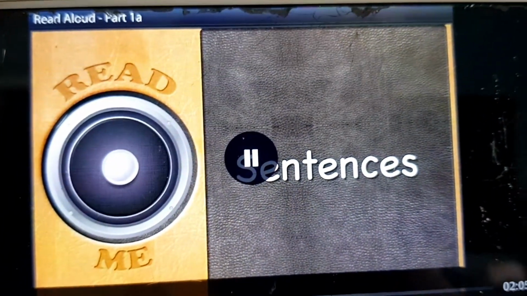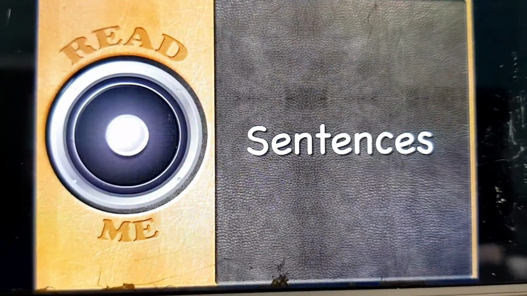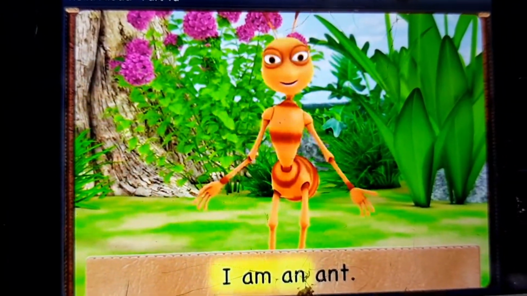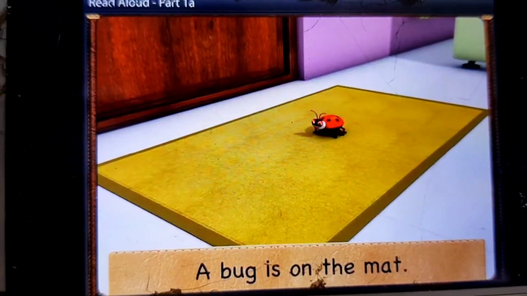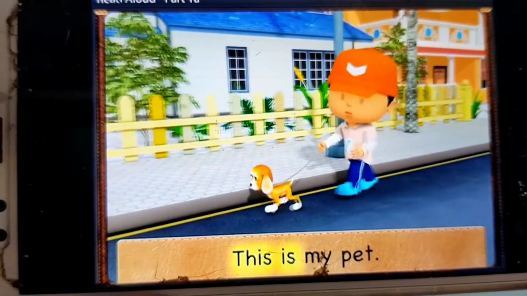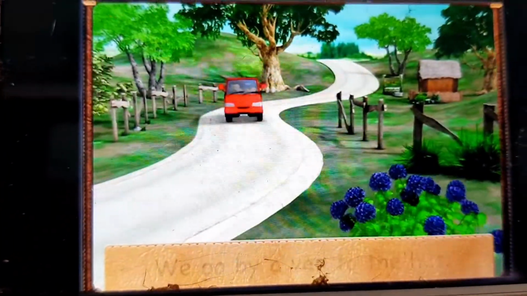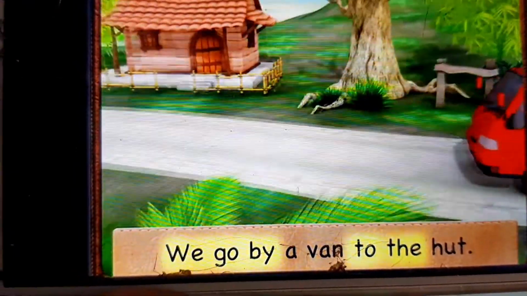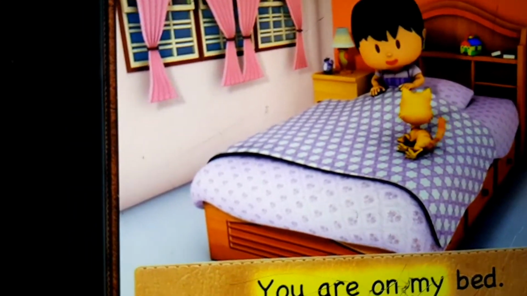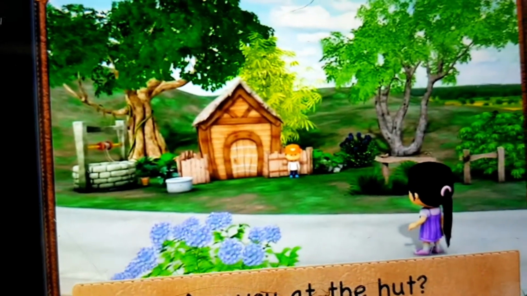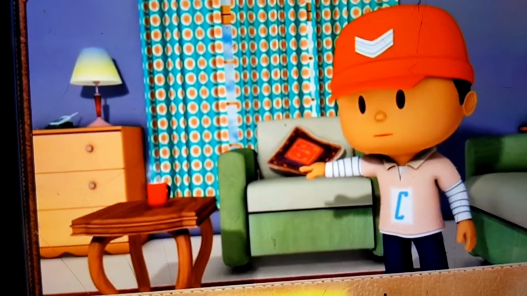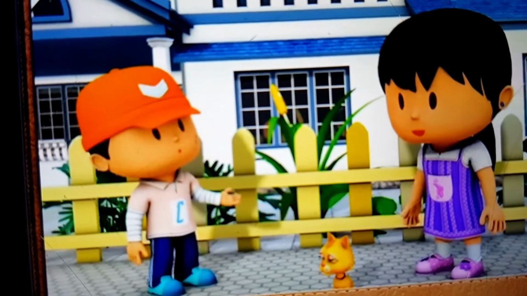Hello children, today let us read aloud some sentences. I am an ant. A bug is on the mat. This is my pet. We go by a van to the hut. You are on my bed. Are you at the hut? That is so hot. Do you have a pet?